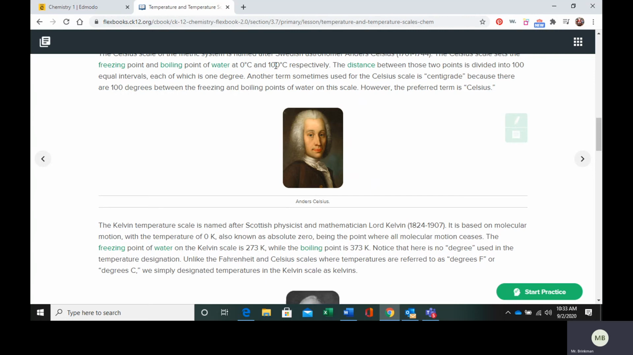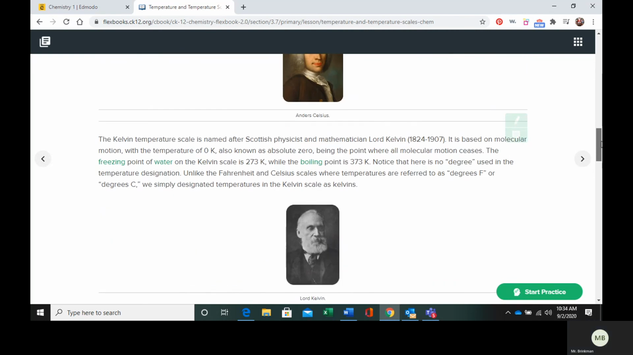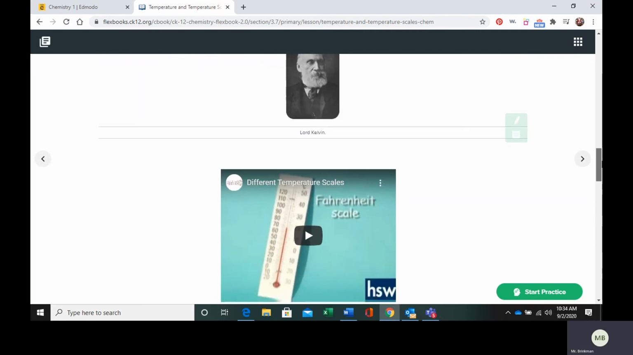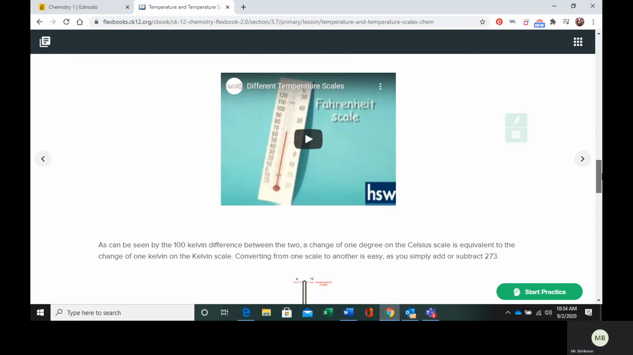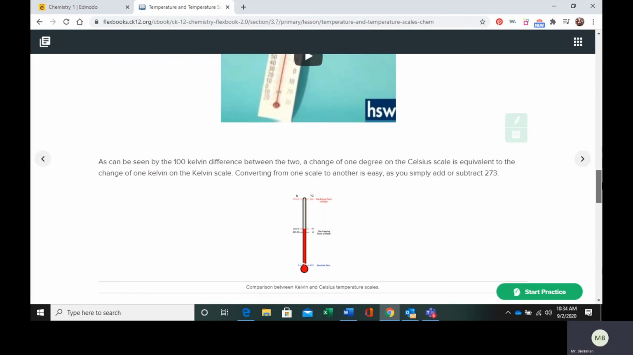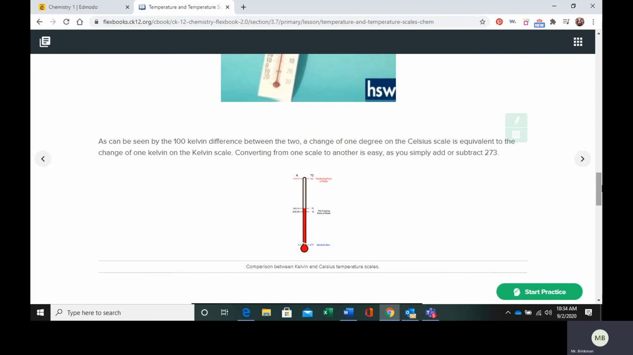Now, I'm saying this because there are some conversions in the practice where you have to convert from Celsius to Kelvin and vice versa. So, let's see. Oh, it does say that in here, that you add or subtract 273.